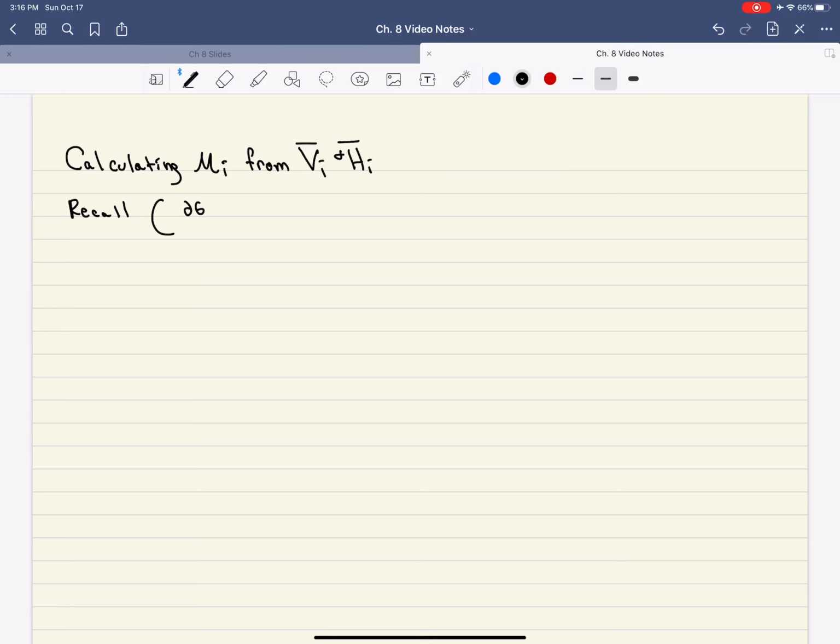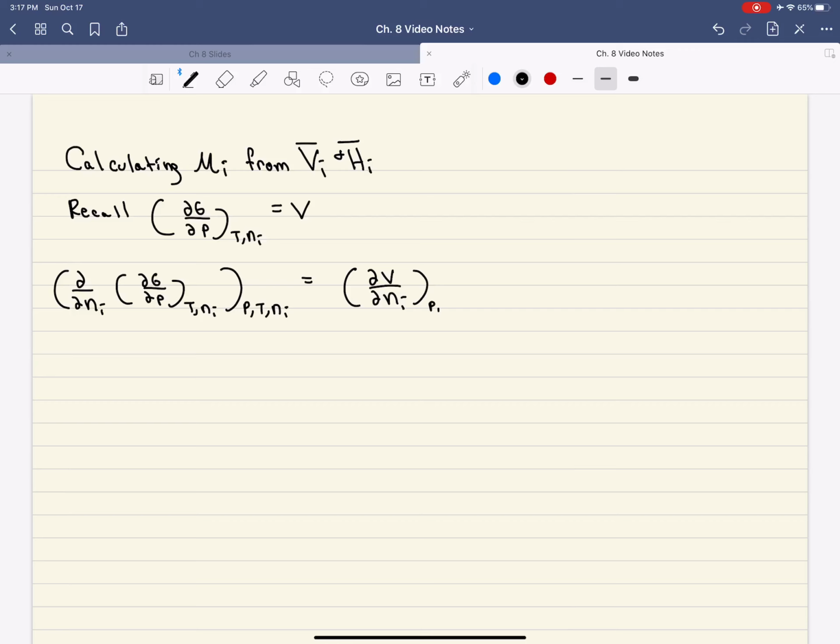energy, we know that dG/dP, at constant temperature and constant species, is equal to V. If we then took another partial derivative of it with respect to Ni, at constant P, T, and Nj, where j is not equal to i, what we would have is this.